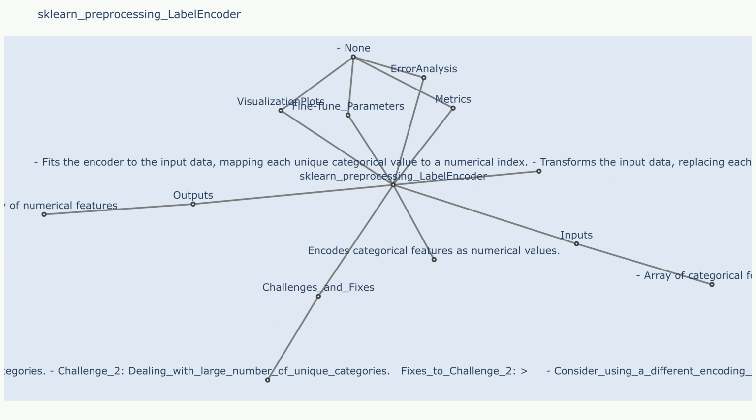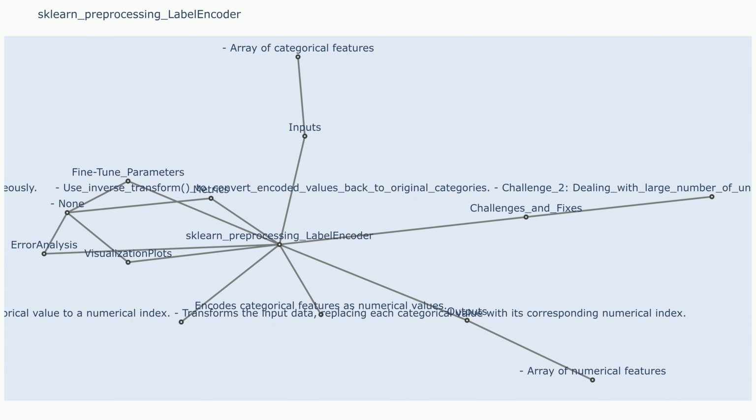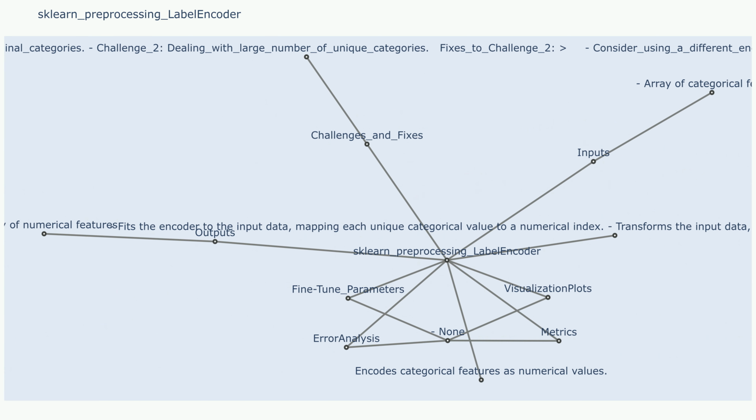Steps. Step 1: The LabelEncoder first fits itself to the input categorical data. This involves identifying the unique categories present in the data and assigning them unique integer codes. Step 2: Once fitted, the LabelEncoder can then transform the input data by converting each categorical value into its corresponding numerical code.